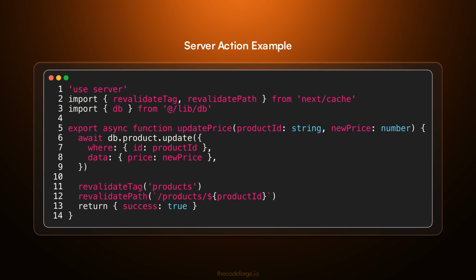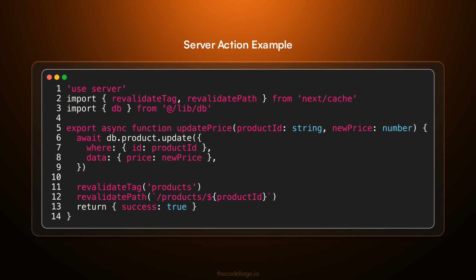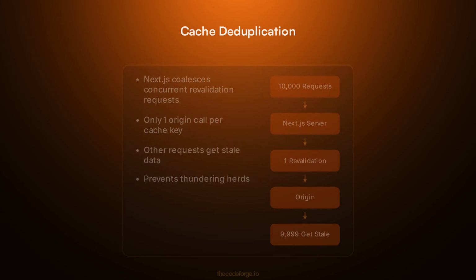This server action updates a product price, then calls both revalidateTag, products, to invalidate all product caches and revalidatePath for the specific product page. Both are lazy, they mark stale, not rebuild.